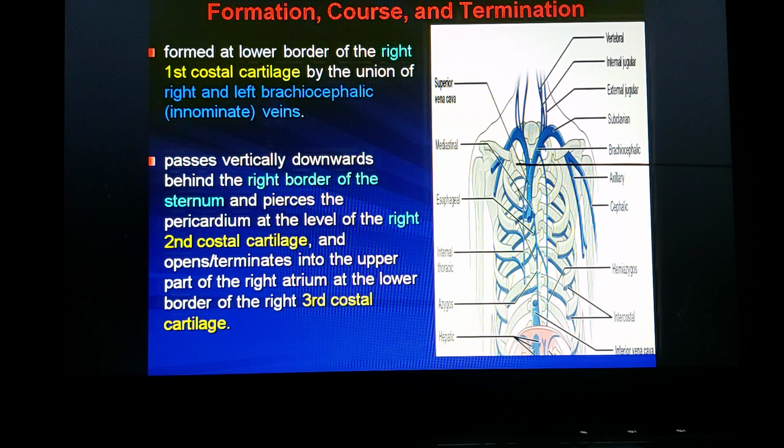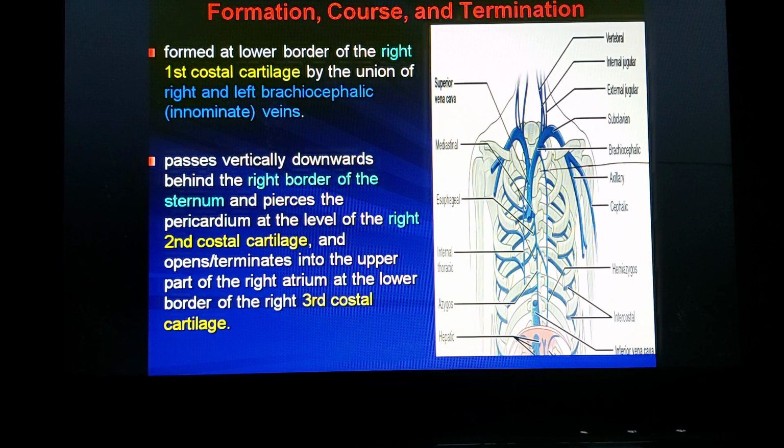This is the first costal cartilage. Here there will be a formation of the superior vena cava. It passes vertically downwards behind the right border of the sternum and pierces the pericardium at the level of the right second costal cartilage. Okay, so the course is that, so here there will be a sternum which is present.